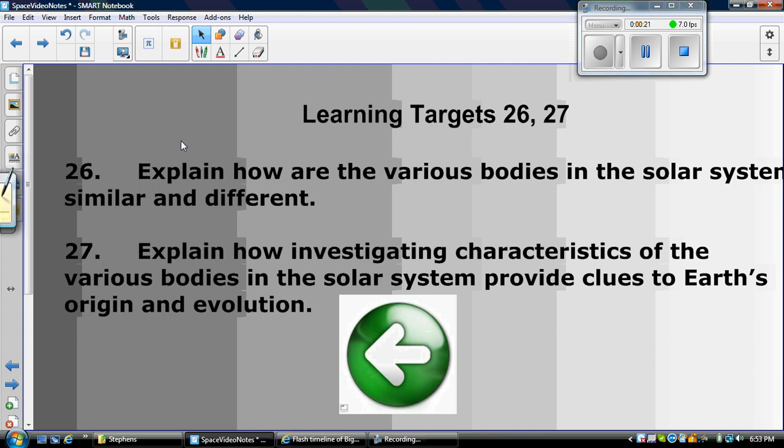So you're going to learn about the planets, how the planets are different, what meteors, asteroids, and comets are, and how they're different. And the last thing we're going to look at is how to explain how investigating characteristics of various bodies in the solar system provides clues to Earth's origin and evolution. So we're going to talk about Earth and its position in the solar system, and some of the characteristics about Earth that allowed it to evolve and have life.